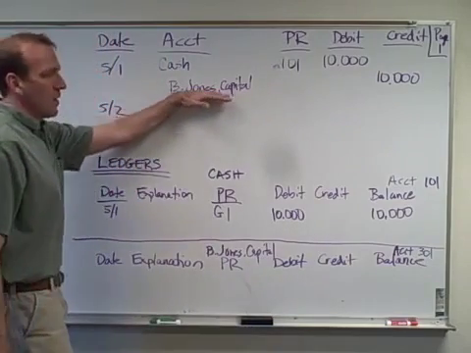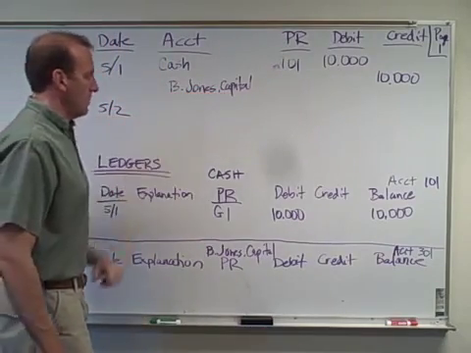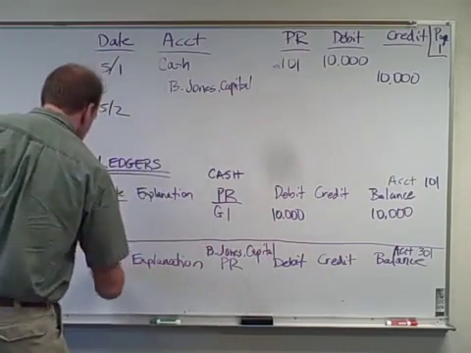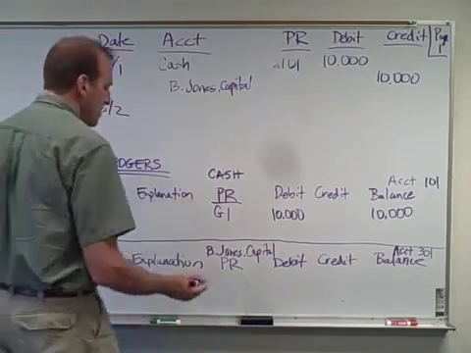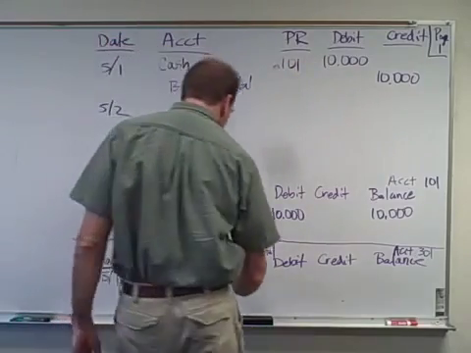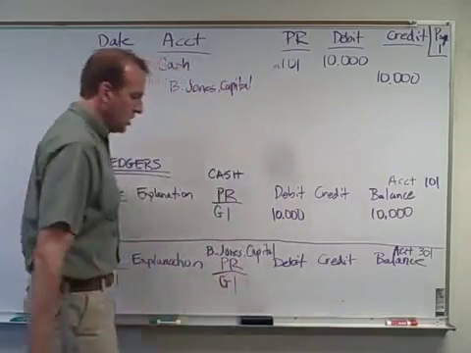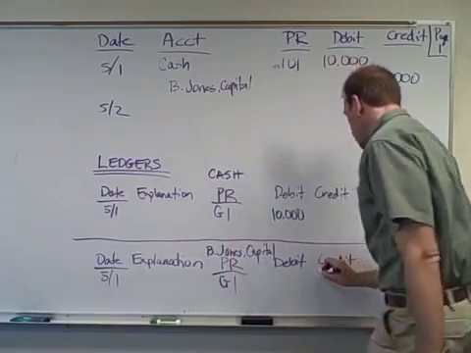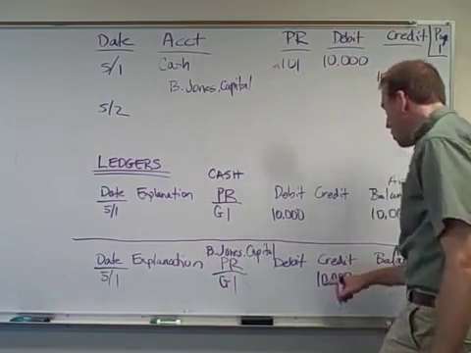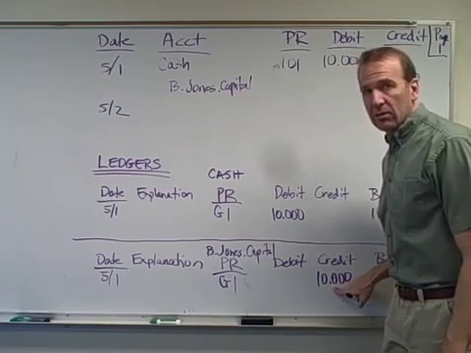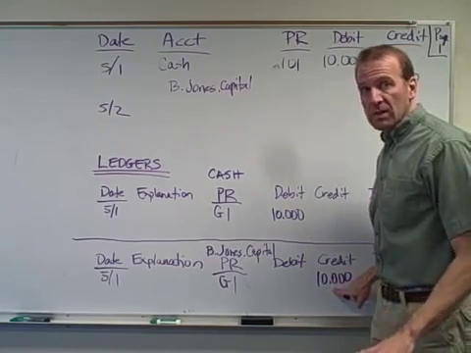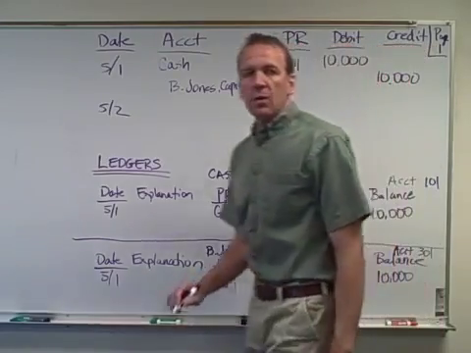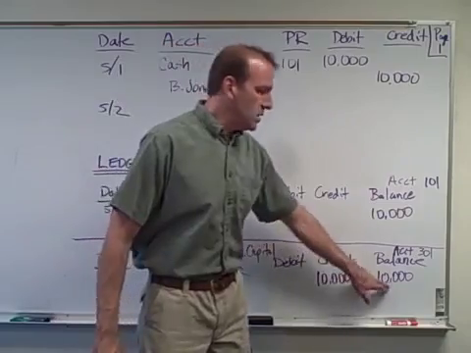Now we have to look at the second part of the transaction, B. Jones Capital. I have it down here, it's kind of low. I'm going to put down the date, 5/1. I'm not going to put down an explanation, but the posting reference is going to be the same because it's coming from the same page. That's G1. There's no debit because this is a credit, so I'm going to put down $10,000 credit. This is the normal balance for a capital account, so I'm just going to put it as a positive number. If you ever debit this account, it would reduce the overall balance.